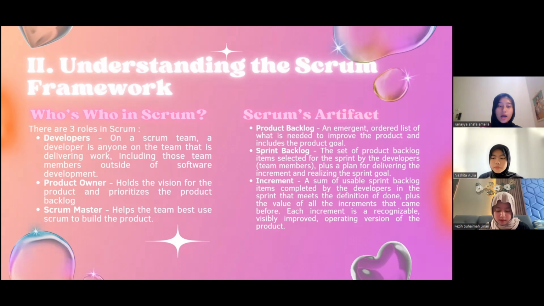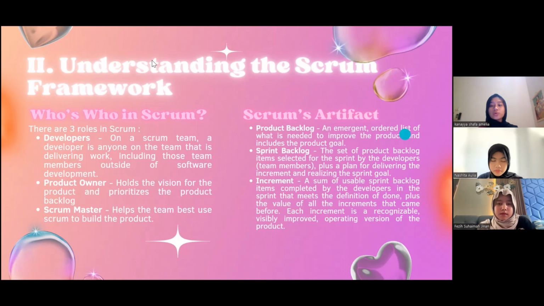The second one is the product owner. They hold the vision for the product and prioritize the product backlog. And the last one is the Scrum Master. The Scrum Master helps the team use Scrum best to build the product.